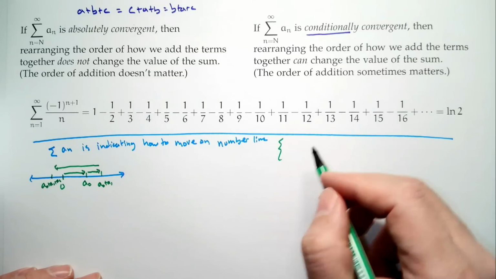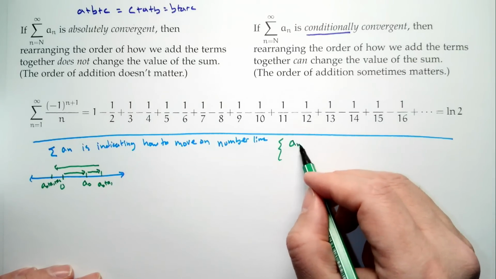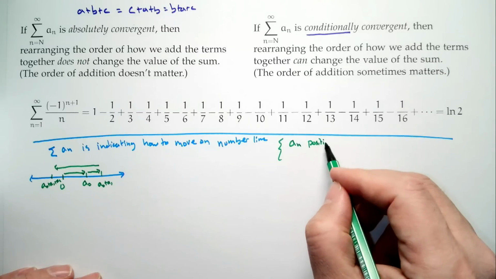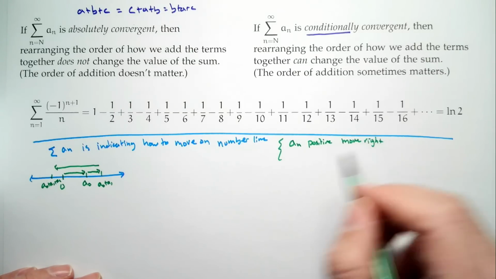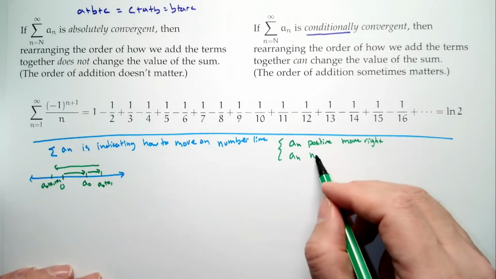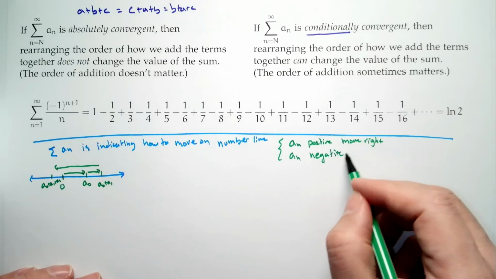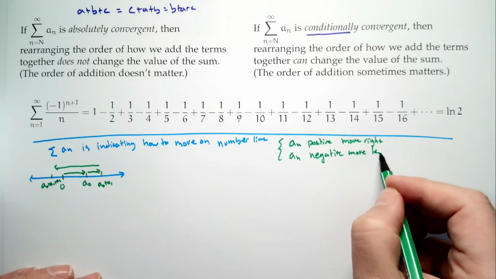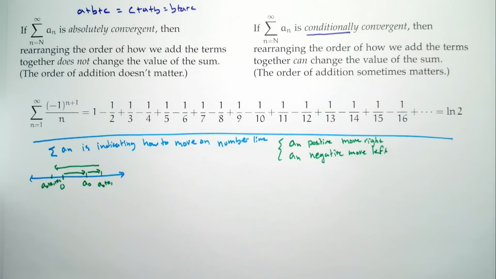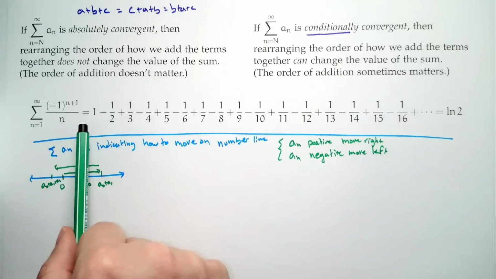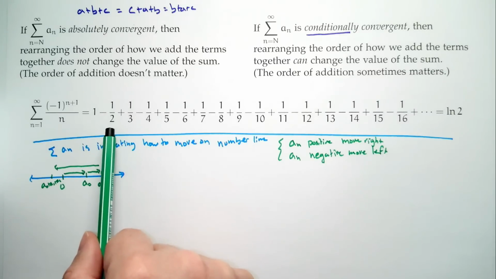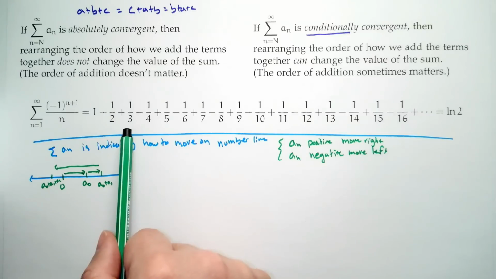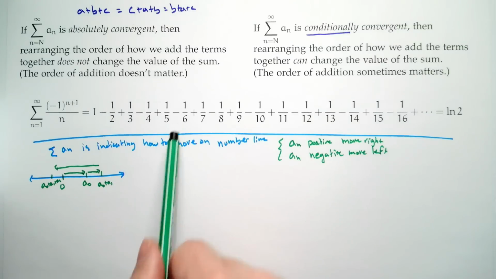So, in other words, where a sub n is positive, we can move right. Where a sub n is negative, we can move left. All right? Okay, so I'm basically encoding. For instance here, it says first move to the right by 1. Now move to the left by a half. Move to the right by a third. Move to the left by a fourth, and so forth and so on.